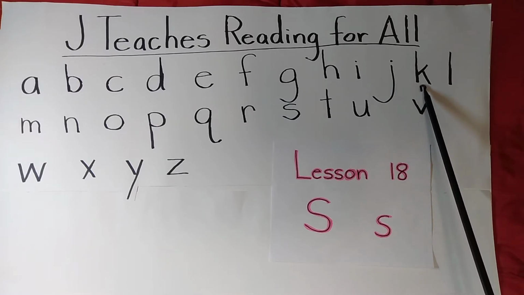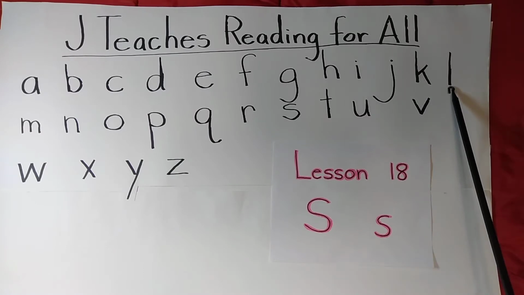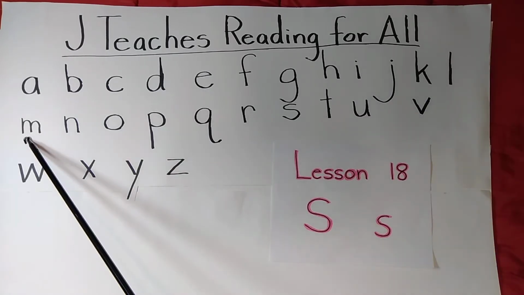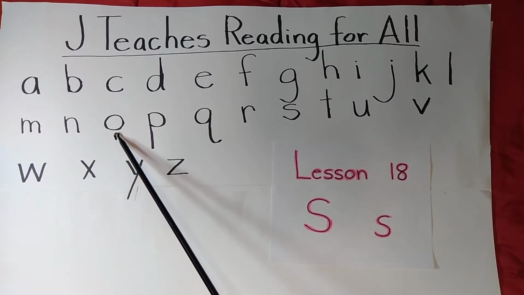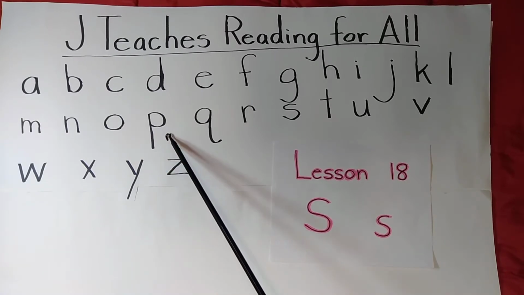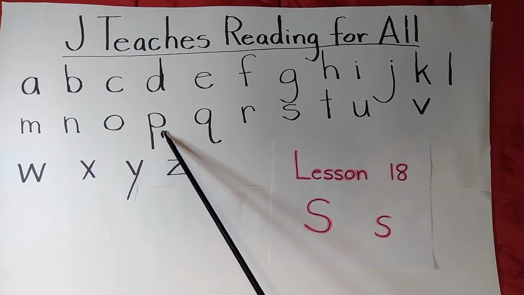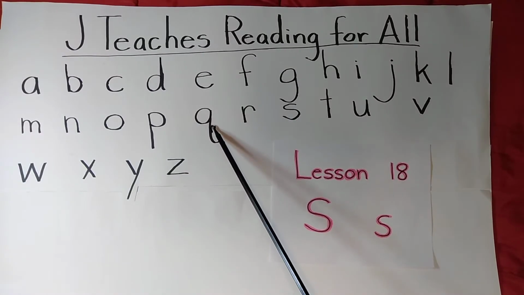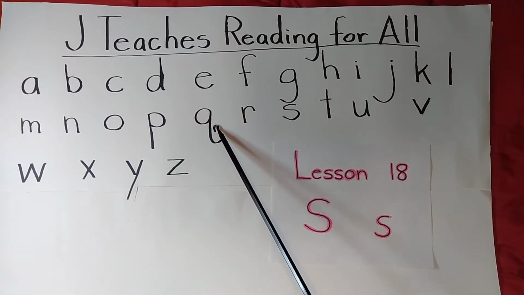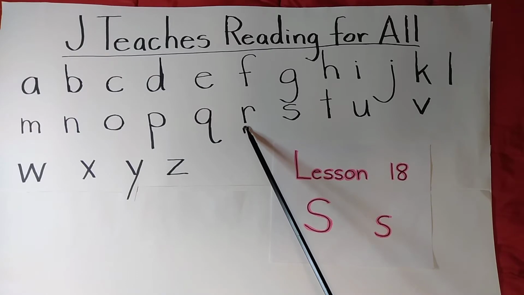J, jet. K, kite. L, lamp. M, mountain. Two sounds for O. Octopus. Ostrich. P, pig. Q, quarter. R, rake. And we'll get to the S soon.